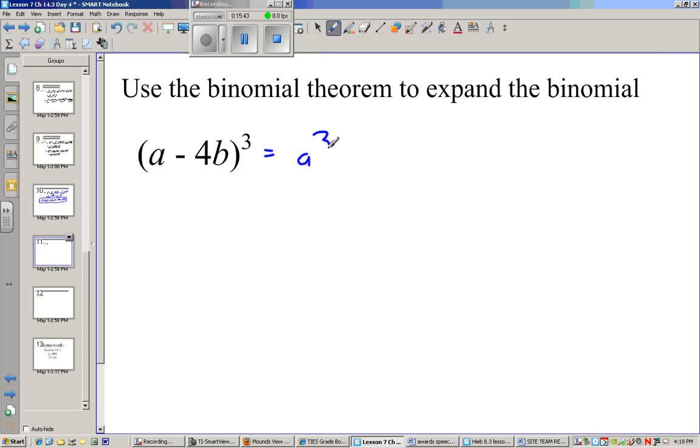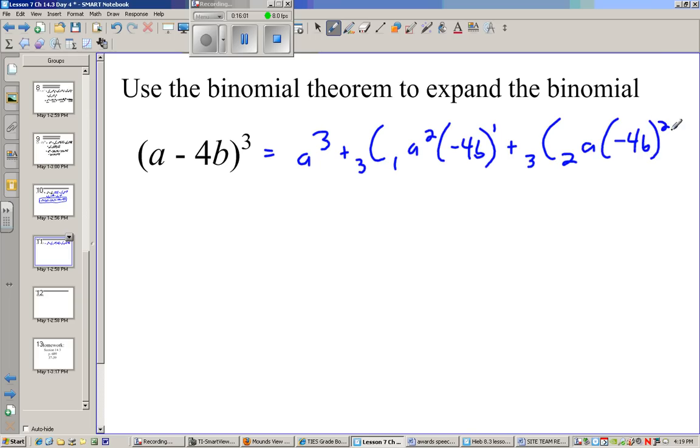This would be a to the third plus 3 choose 1, a to the second, negative 4b to the first, plus 3 choose 2, a times negative 4b squared, plus 3 choose 3, which is just 1, times negative 4b to the third power.